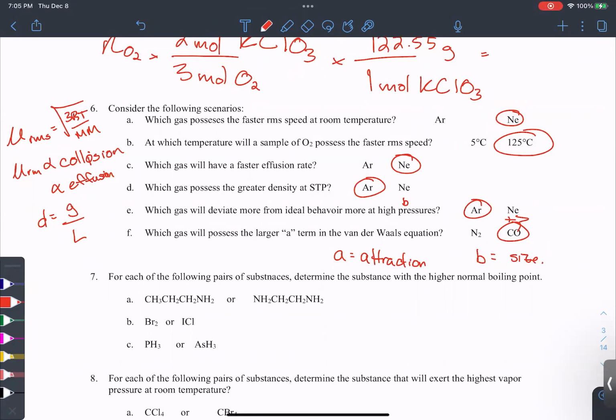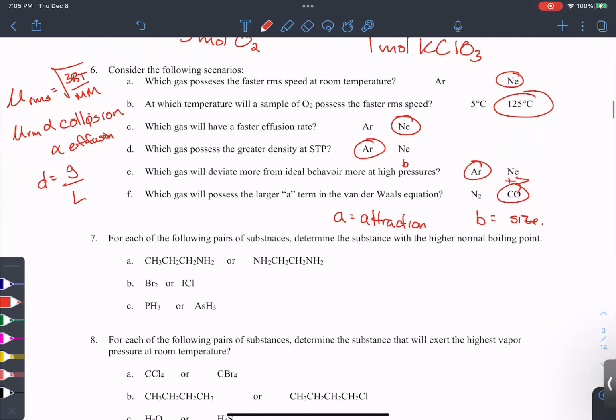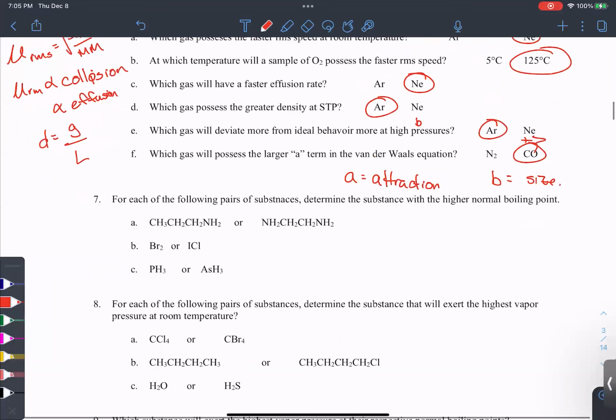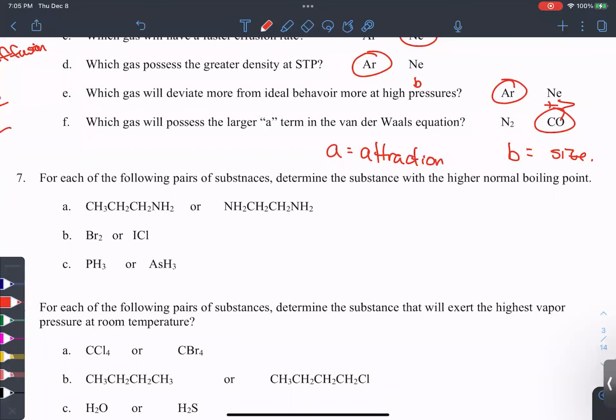Okay, good. All right, so on that same vein, that was chapter 10. How about 11? Which of these substances has the higher normal boiling point? What is this question actually asking?